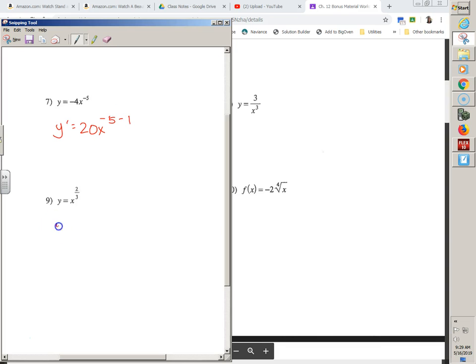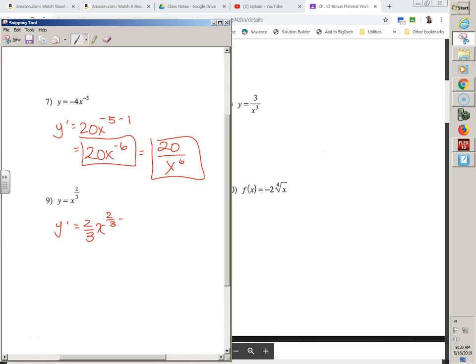And this one, you would have brought down the 2/3, and you would have taken away 1 like normal. But when you take away 1 from a negative number, what do you guys get? -6. Yeah. And a negative exponent, if you want to rewrite it, which you don't have to. I think on the test, I let you just give me an answer. It doesn't have to be a multiple choice, just an answer. So you could stop here, or you could rewrite it. It's the same thing. I would take that. Good.